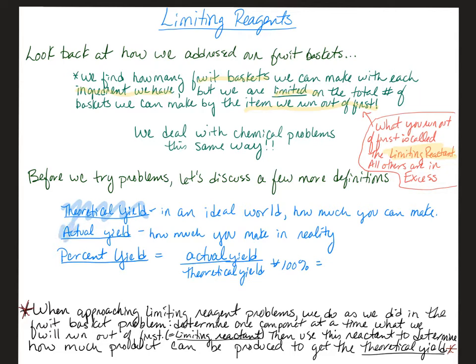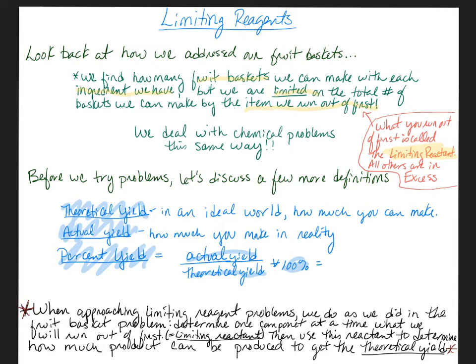The actual yield is how much you actually get. And this leads to percent yield. Percent yield is the actual yield divided by the theoretical yield times 100%. It's just a little formula. It tells you how much you actually got in a percent value in comparison to how much you could have gotten in theory.